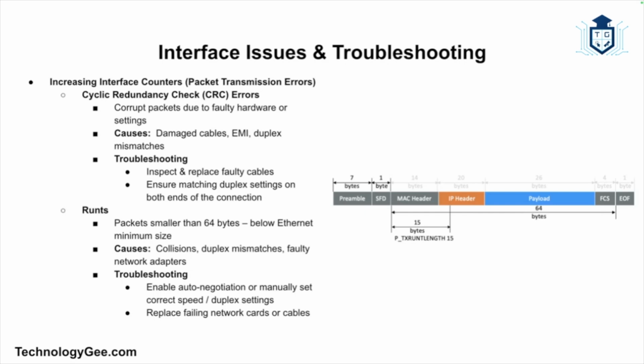Then we have runts, which are packets that are smaller than the minimum Ethernet frame size of 64 bytes. These can cause collisions and duplex mismatches. To troubleshoot them, you want to enable auto negotiation or manually set correct speeds and duplex. You also want to replace failing network cards or cables.